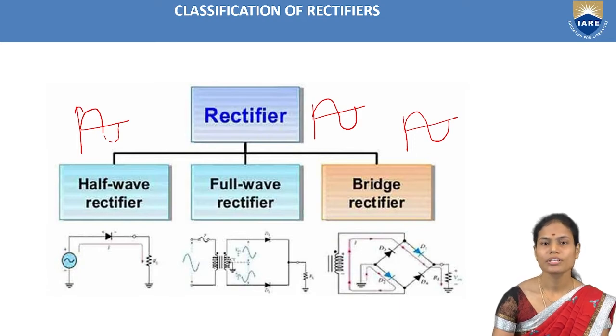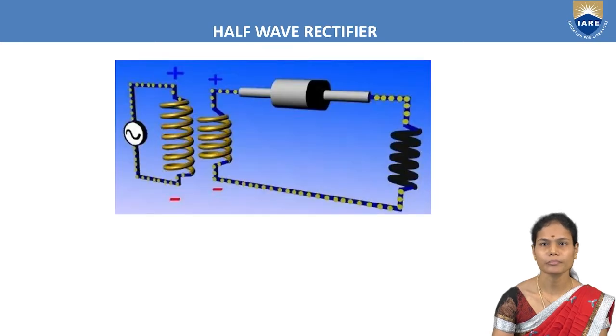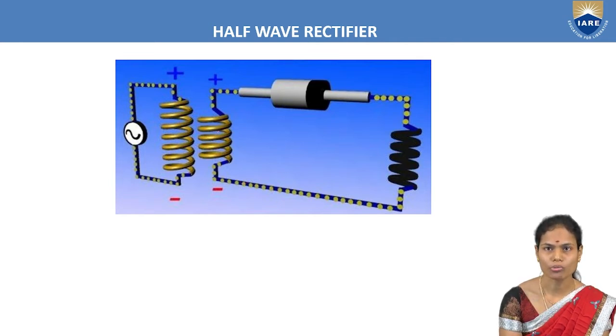In this session, we are going to discuss the half-wave rectifier. This is the half-wave rectifier. To construct the half-wave rectifier, we require one step-down transformer. This is your step-down transformer.